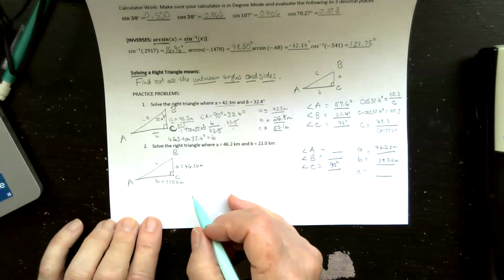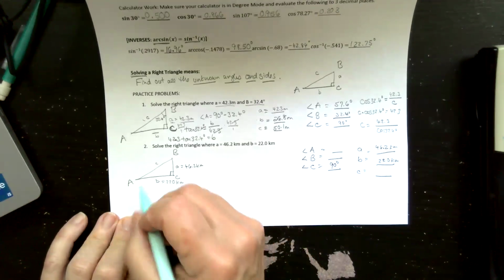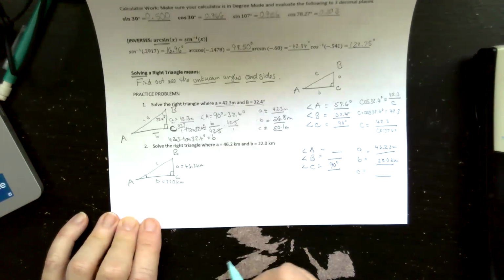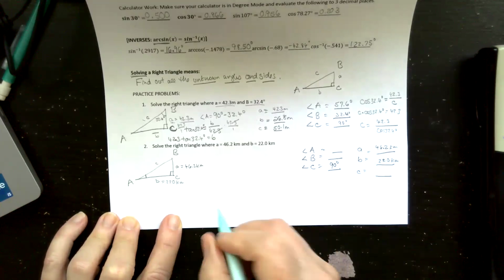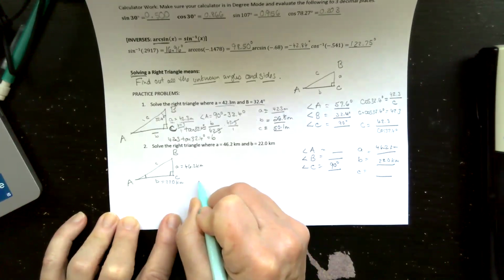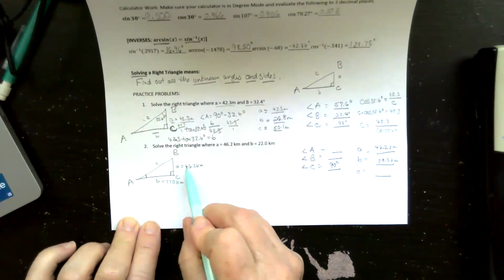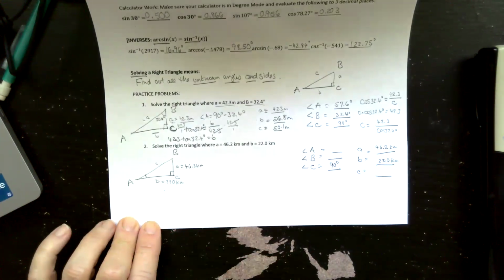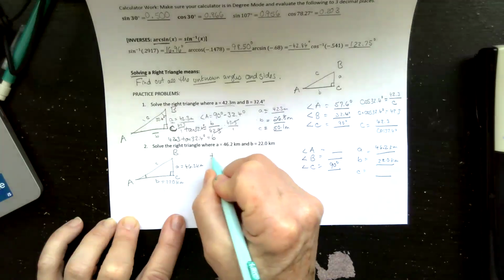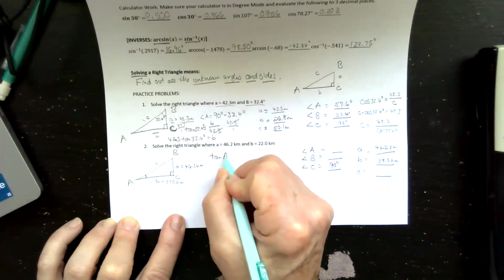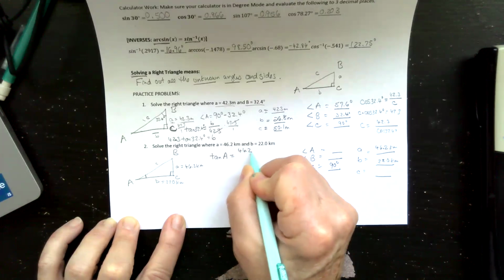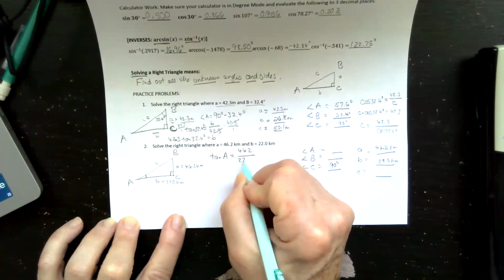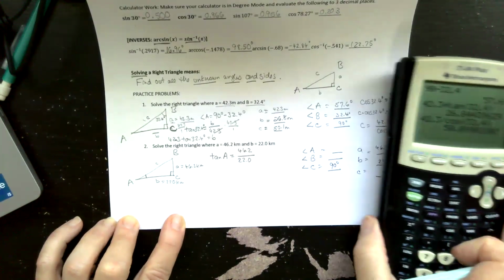So I want to find angle A. Let's figure out what angle A is. I could have started with B, but I just picked one to start with. A, what do I know? I know opposite and adjacent. That makes me think tangent. Let me write this down. Tangent of angle A is equal to opposite 46.2 over adjacent 22.0. And they're both in kilometers.